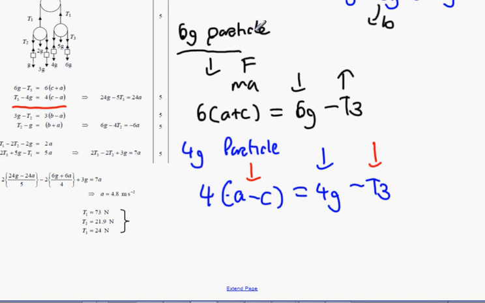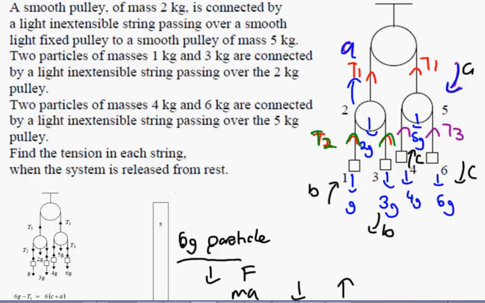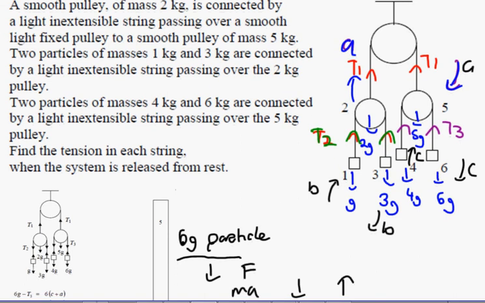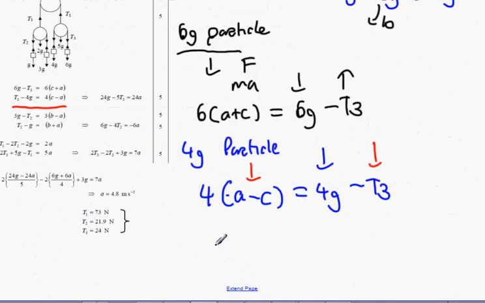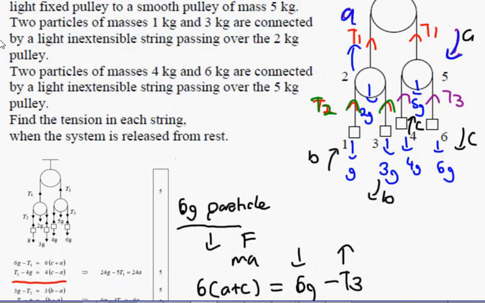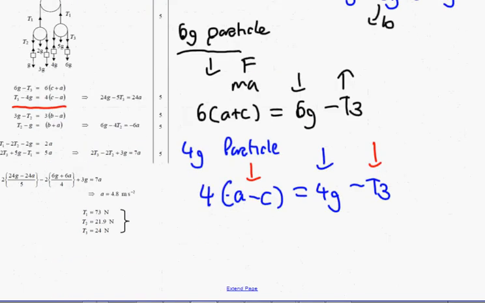Now we're going to go for the equation of the 3G particle. The question says, find the tension in each string when the system is released from rest. So now we're going to go for the 3G particle. Picking up easy marks all this time. So the 3G particle, which we'll do in red.